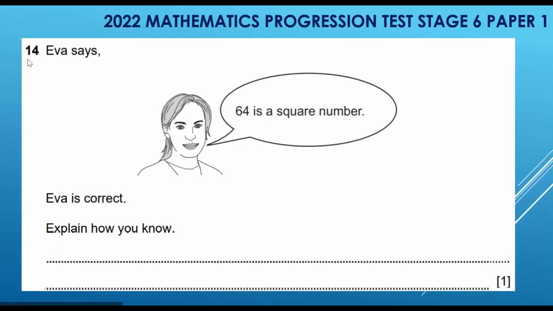Question 14. Eva says, 64 is a square number. Is Eva correct? Explain how you know.